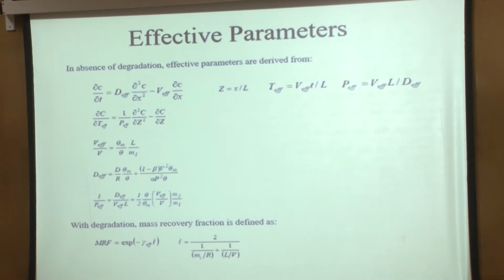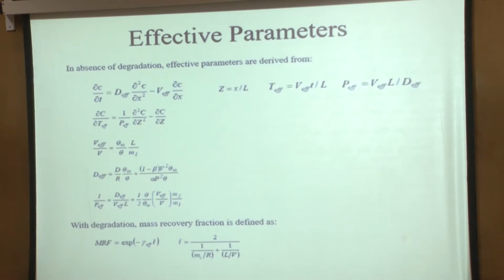I also wanted to talk a little about effective parameters. For effective parameters, we essentially think that our governing equation is just this. For now, don't worry about this. This is the non-dimensionalized one. For effective parameters, we will assume that our effective equation is simply the advection dispersion equation with nothing else happening to it. Nothing else happening.